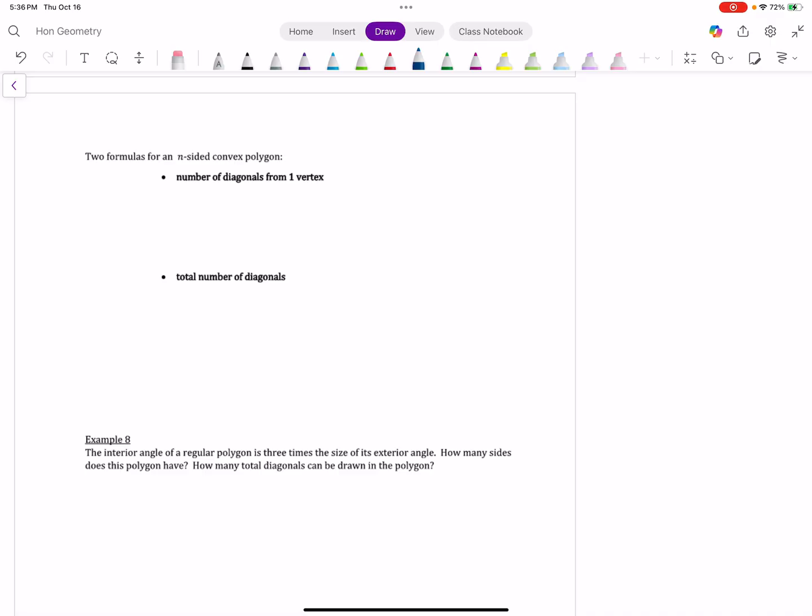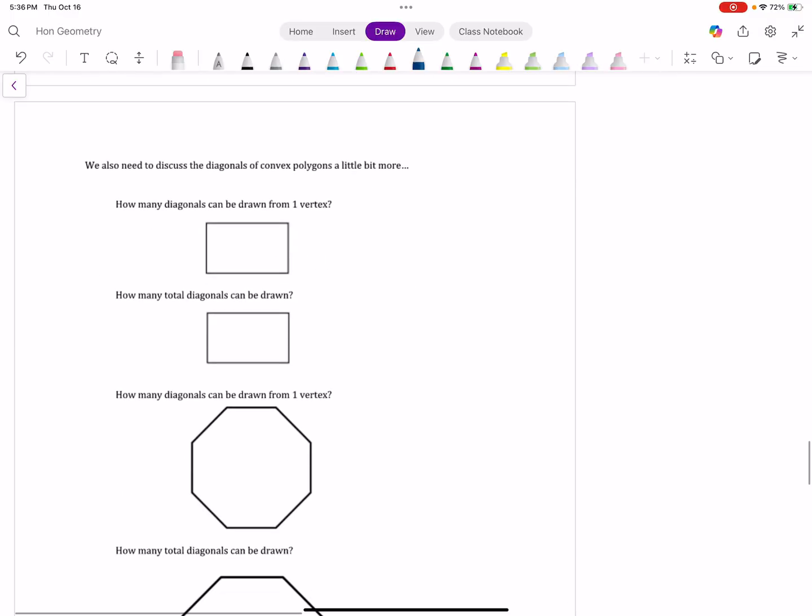Just through example 8? Yeah, okay. So what time have I got? 5:36. I might have to finish this in the morning.